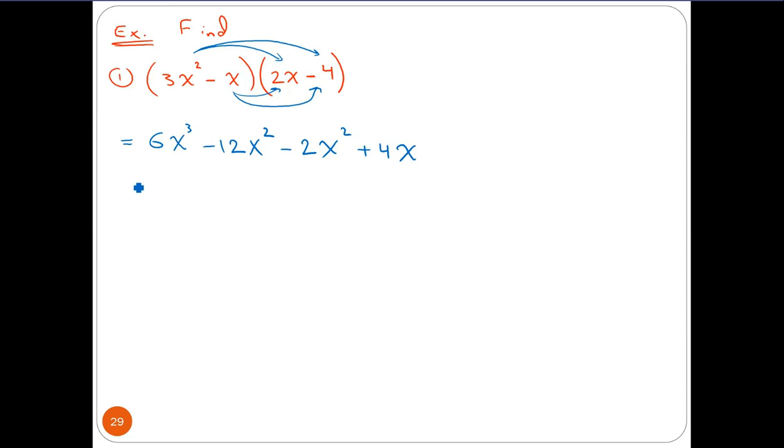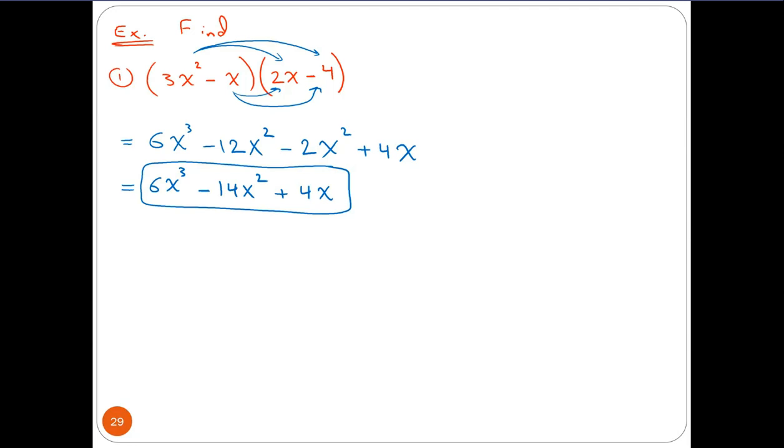How can we simplify? We don't have another x to the power 3, so we put it: 6x to the power 3 in the final result. After that, we have negative 12, negative 2, because we have 2 terms in x squared. We have negative 14x squared, and we have 1 term in x, so this is the final and simplified result.